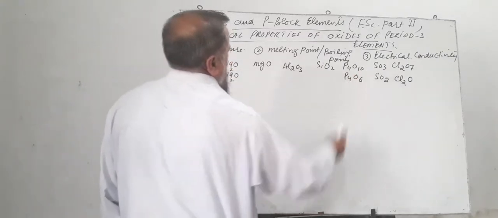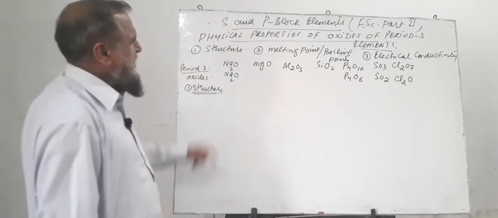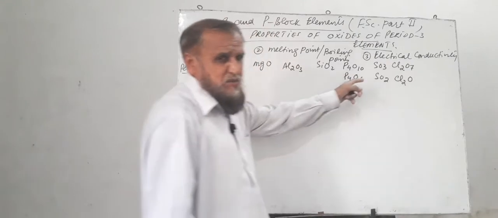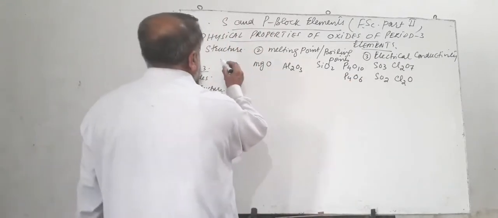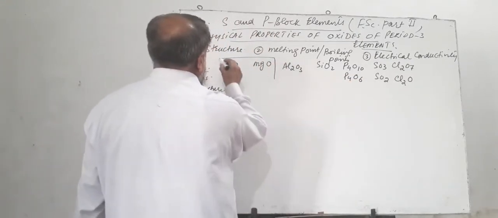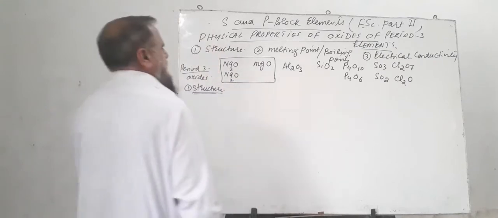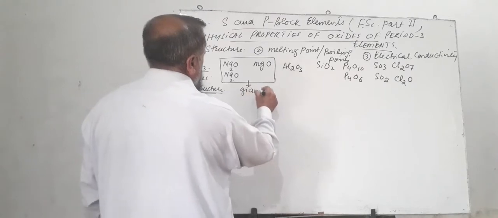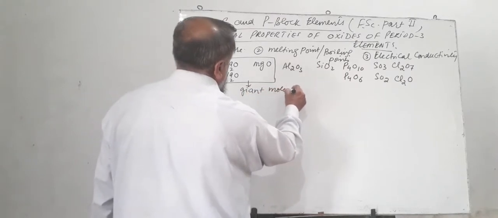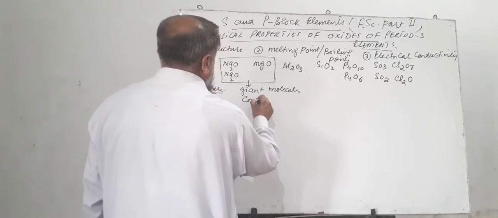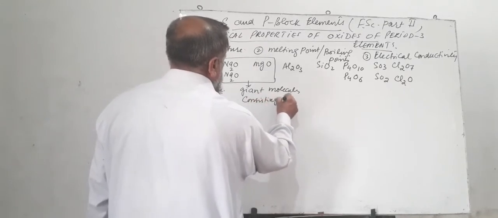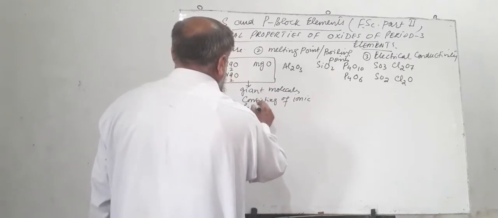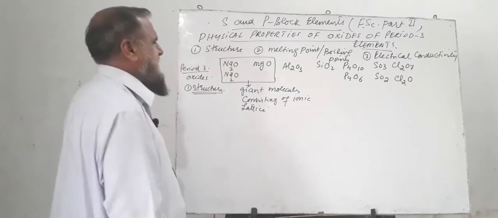As we move from left to right, we are moving from ionic to covalent to discrete molecules. The oxides of sodium and magnesium consist of giant molecules consisting of ionic lattices. They consist of very big molecules having ionic lattices.